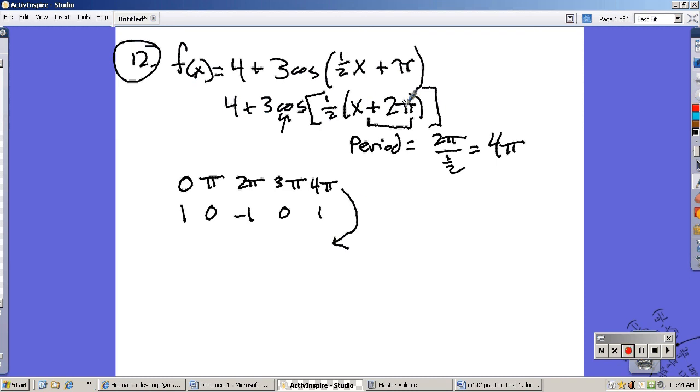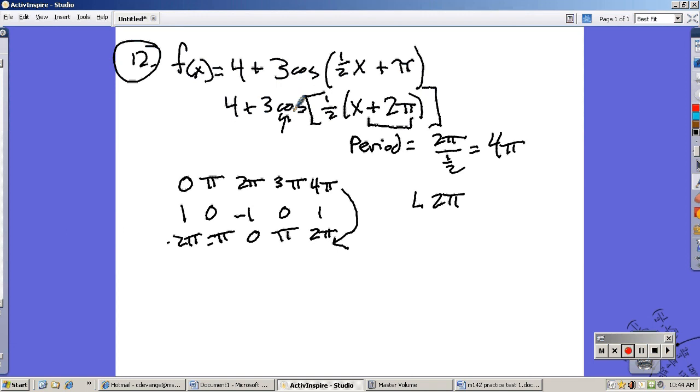Now let's deal with that shift. It's x plus 2 pi. That shifts it to the left 2 pi. So think about this. What makes this a 0? -2 pi. That's how you're going to change all these. So 0 minus 2 pi is -2 pi. Pi minus 2 pi is -pi. 2 pi minus 2 pi is 0. 3 pi minus 2 pi is pi. 4 pi minus 2 pi is 2 pi. So there's my shift. I've already dealt with that multiplier.